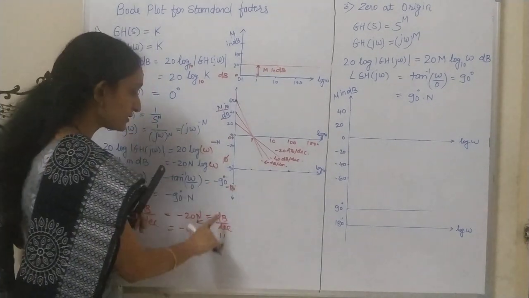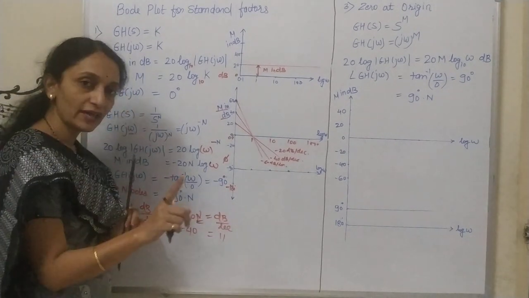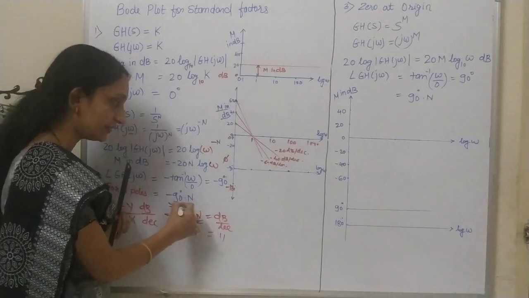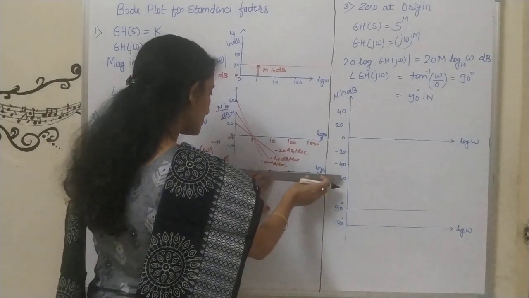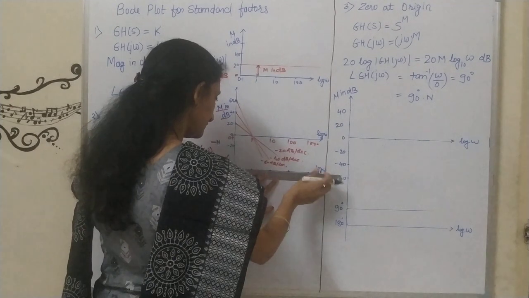Now we will see the angle. Look at this, for n is 1, that is one pole at origin, my angle is minus 90. So how will I show it? Minus 90 degree line is fixed. So suppose I am taking this as minus 90.